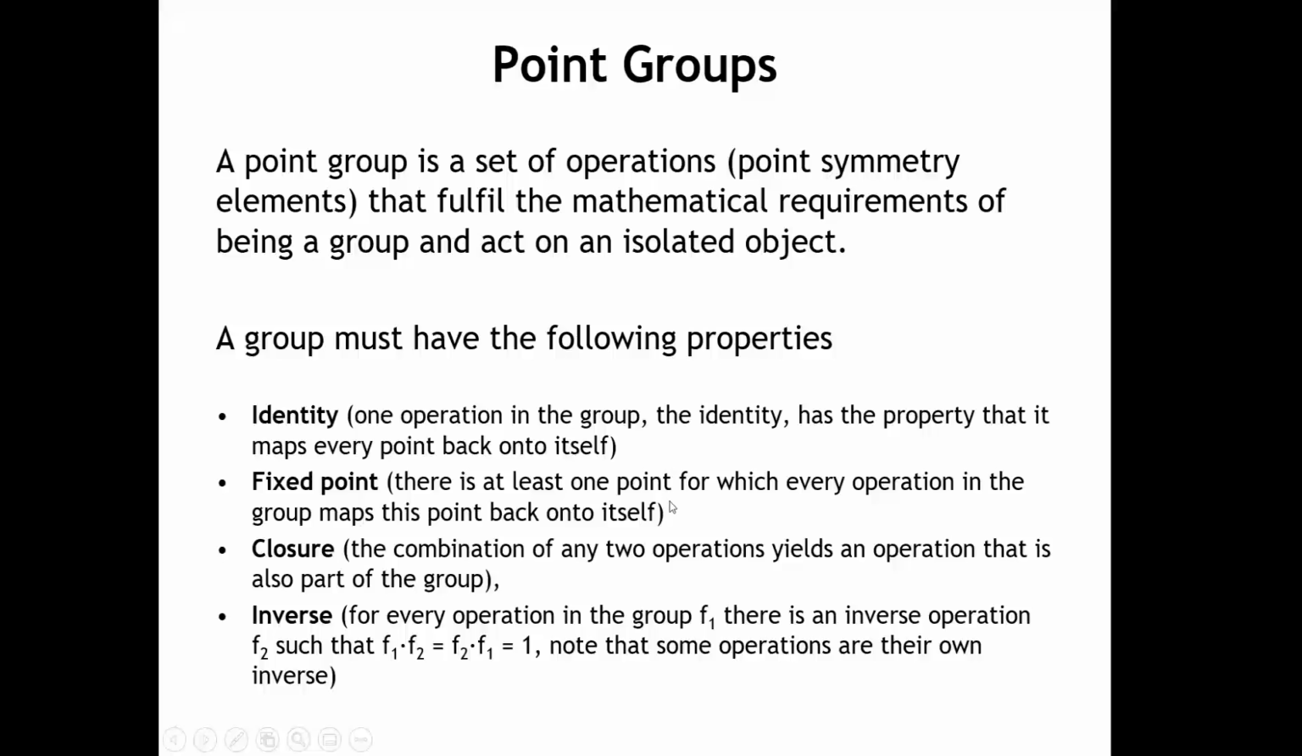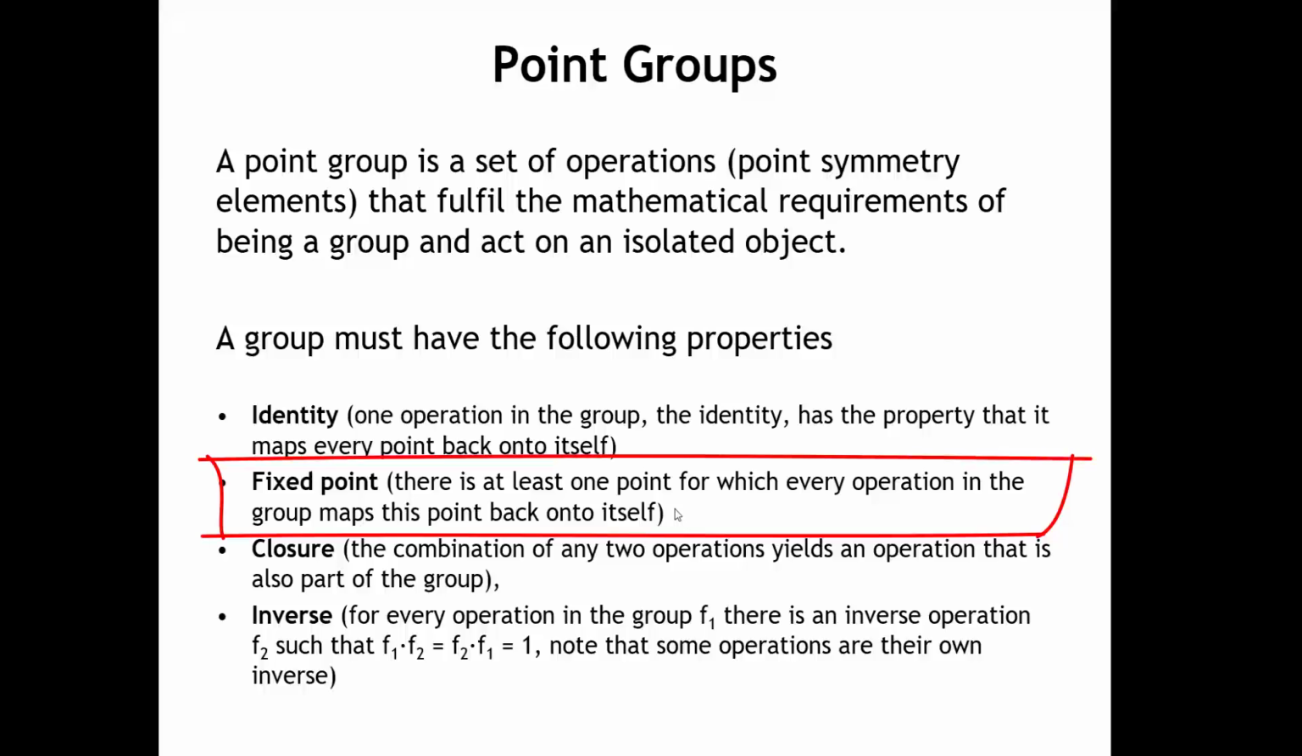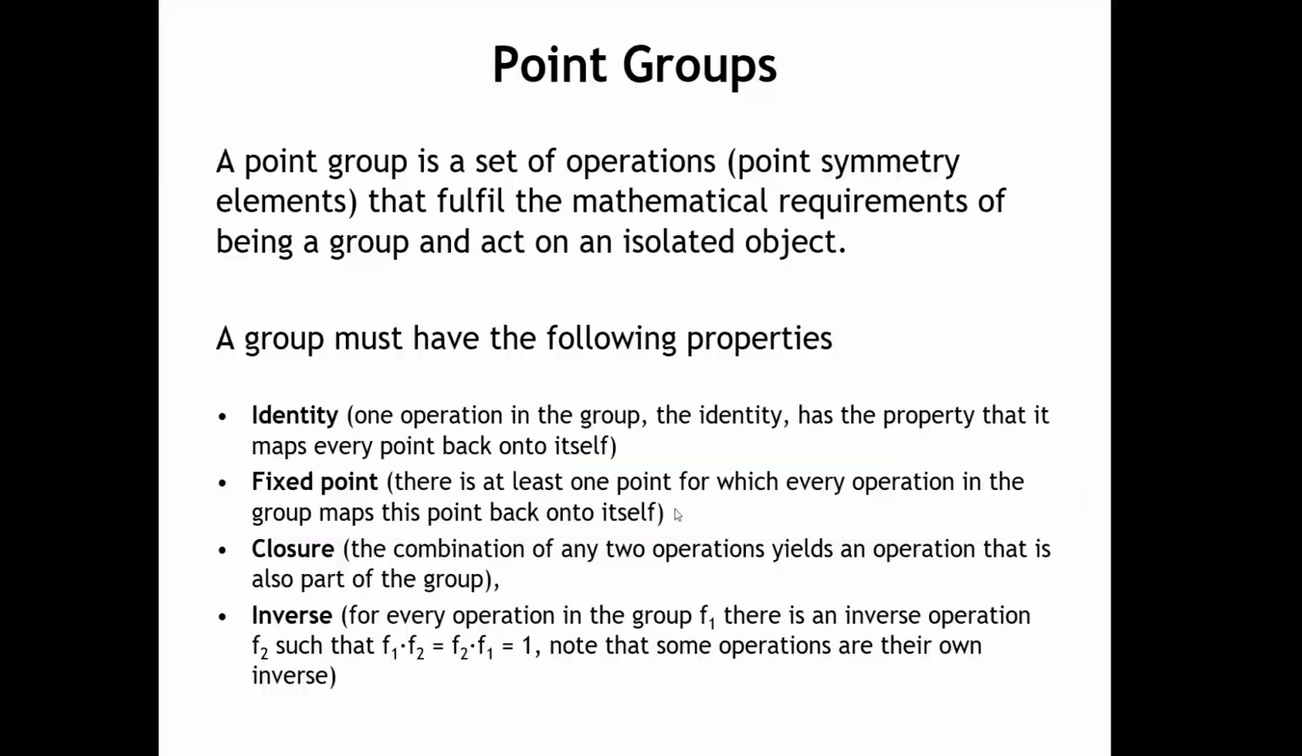Another feature is that there would be a fixed point in the object for which every symmetry operation leaves that point unchanged, right? Hence the name point group. So what this tells us is that point groups can have the sorts of symmetry elements we talked about in Lecture 3, but will not have the translational symmetry operations like glide planes and screw axes.